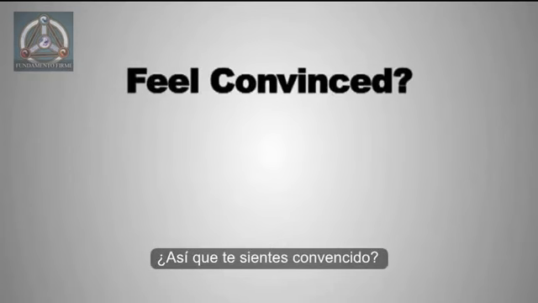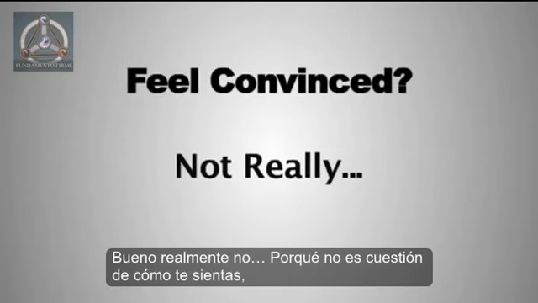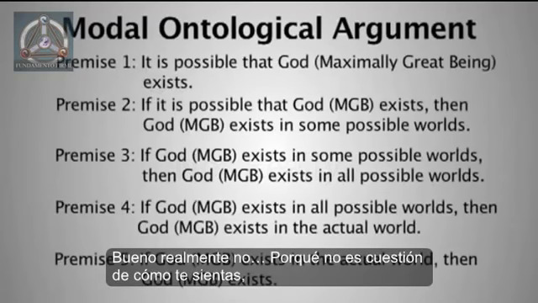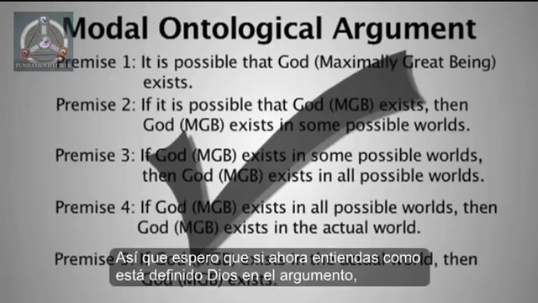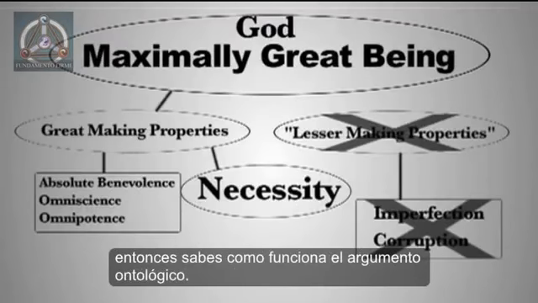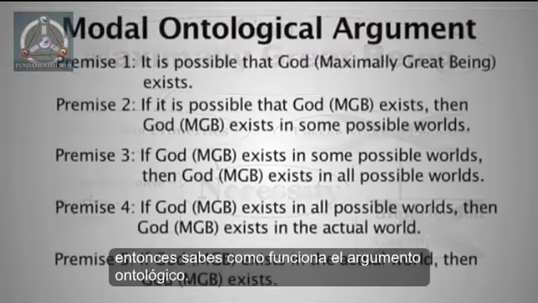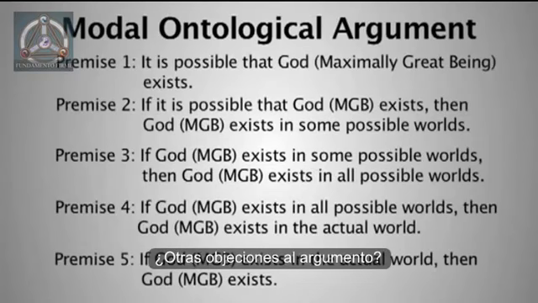So does it feel convincing? Well, not really. But when it boils down, it's not a matter of how you feel. What matters is what is logically coherent. So hopefully now that you know how God is defined in the argument, you can understand how the ontological argument works. Are there objections to the argument?